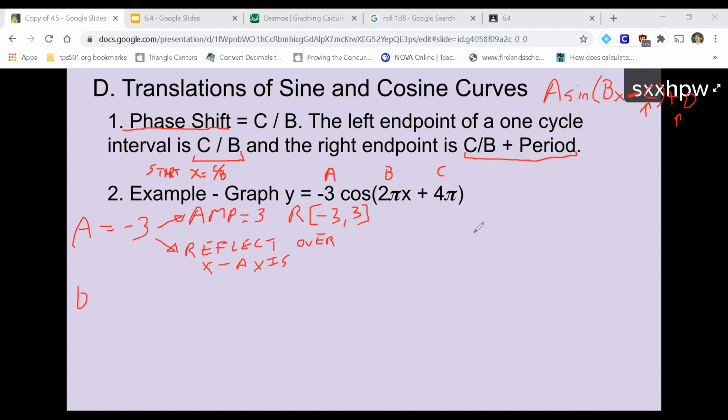Our b value is 2 pi, and that tells us the period, or how fast we go through each revolution. And again, you have to use a formula where period is 2 pi divided by b. So for our problem, that would be 2 pi divided by 2 pi, which is 1.